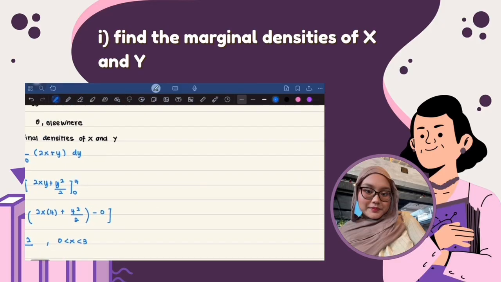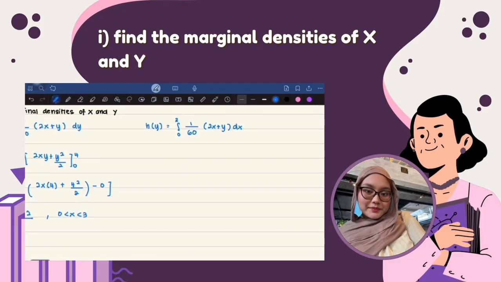Next, for marginal density of Y, which is Hy, we will integrate the function in terms of x. So we have a lower limit of 0 and upper limit of 3. We have 1 over 60, (2x plus y) dx. So I will bring out the 1 over 60. Now we'll integrate the parentheses. And then we will substitute the limits.